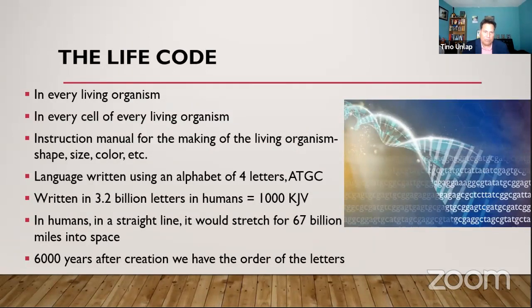So last week, when we introduced the life code, we stated that it is in every living organism, in every cell of every living organism. It is an instruction manual for the making of that organism, what shape it's going to have, the color, even longevity, and the size of that organism is built into that code. And so we say that it is a language that is written using an alphabet that consists of 4 letters, the letters A, T, G, and C. And this code is written in 3.2 billion letters.